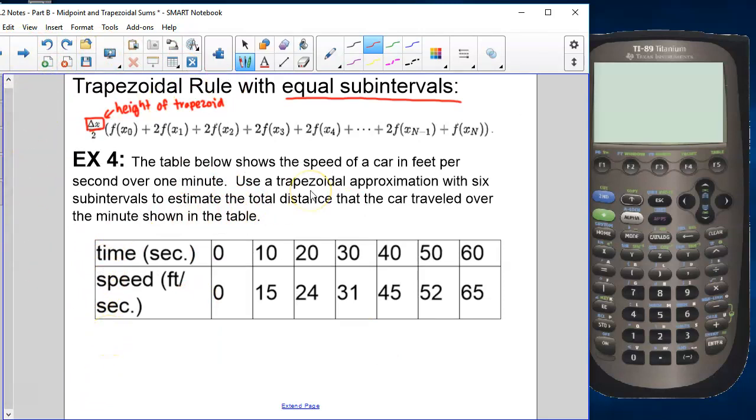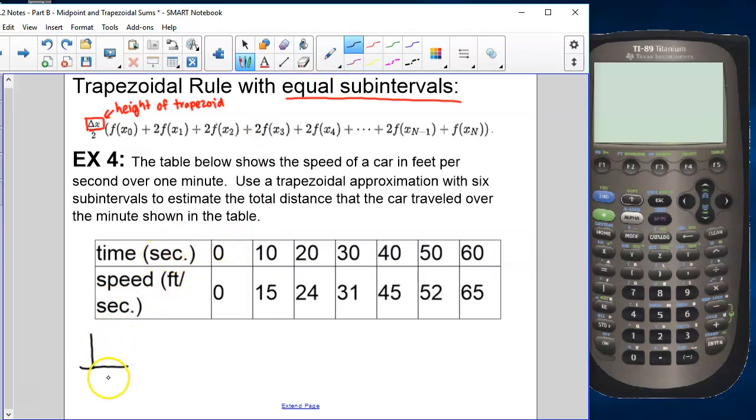Let's go to 4. Because 4 is going to be pretty much the same. Just a little bit different. So 4 says the table below shows the speed of a car in feet per second over 1 minute. Use a trapezoidal approximation with 6 subintervals to estimate the total distance that the car traveled over the minute shown in the table. So right here, if we were to graph this, which I'm not going to, I'm going to use my trapezoidal rule to save me a little bit of time.